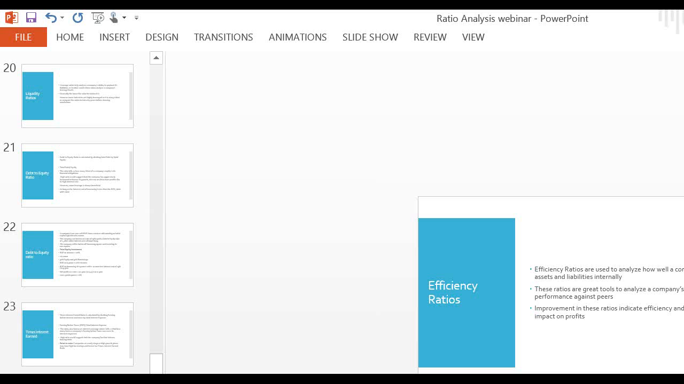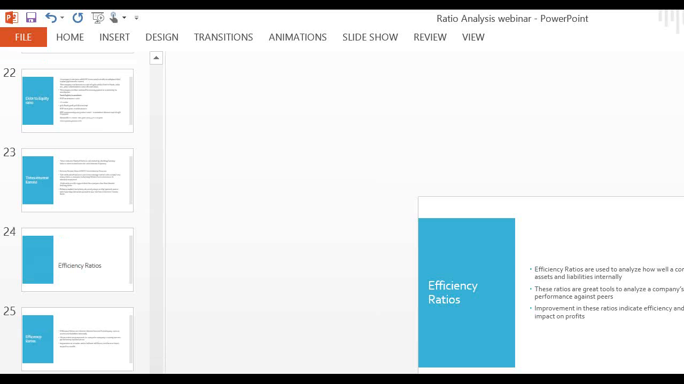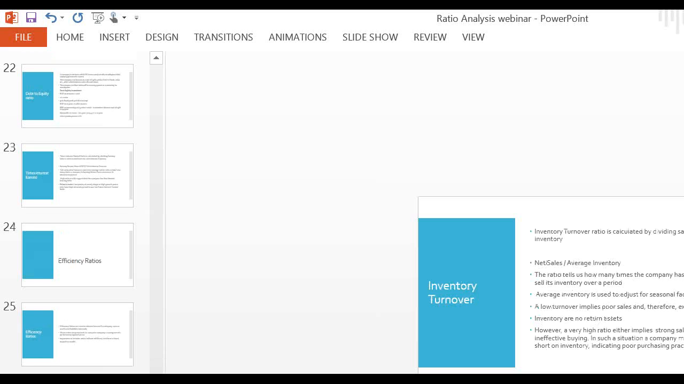The first efficiency ratio which we will cover is inventory turnover. The inventory turnover ratio is calculated by dividing sales by inventory. Ideally, we should use average inventory because there can be cyclical impacts on inventory. So we should use average inventory, which is basically opening inventory plus closing inventory divided by 2. The ratio tells us how many times the company has been able to sell its inventory over a period. Average inventory is used to adjust for seasonal factors.